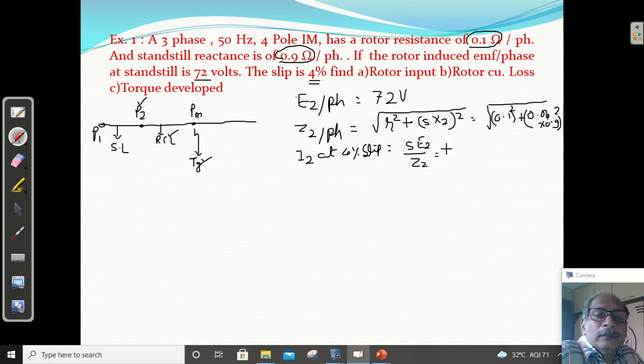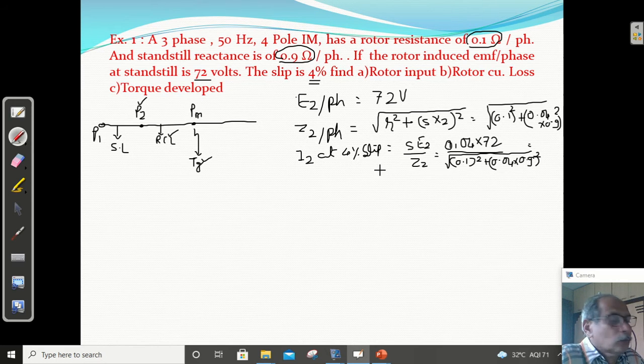So what is the value of S? 0.04. E2 per phase equal to 72, that is the rotor EMF at standstill, 72 into 0.04, divided by Z2 equal to the square root of 0.1 square plus 0.04 into 0.9 square. So from here you can find the rotor current I2.